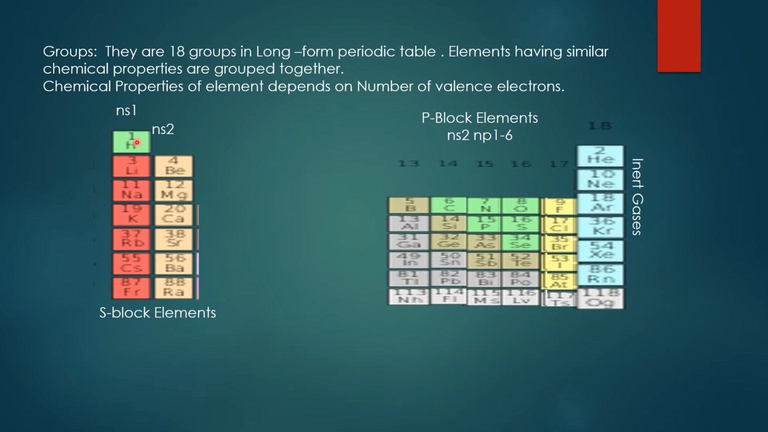If only one electron is entering into the s orbital, then it is known as the 1A group. Next, if two electrons enter into the s orbital, then it is known as 2A. These 1A and 2A elements are known as s block elements. Their general electron configuration is ns1 for 1A and ns2 for 2A. See this one: hydrogen 1s1, lithium 1s2, 2s1, sodium 1s2, 2s2, 2p6, 3s1.